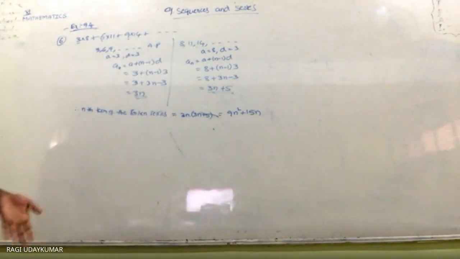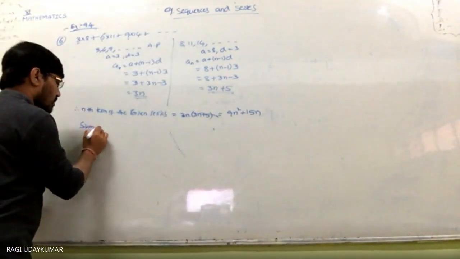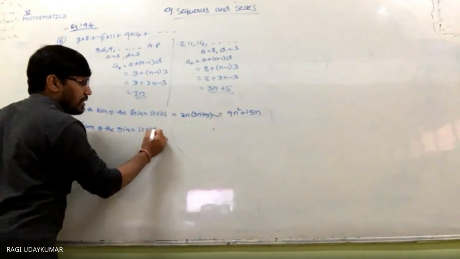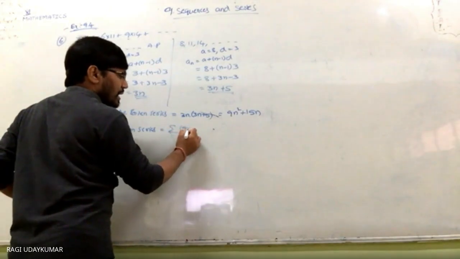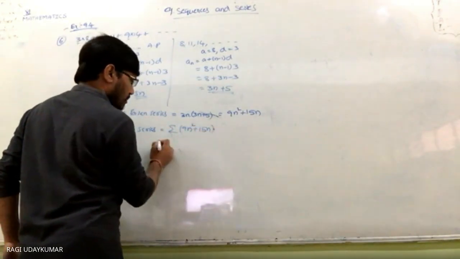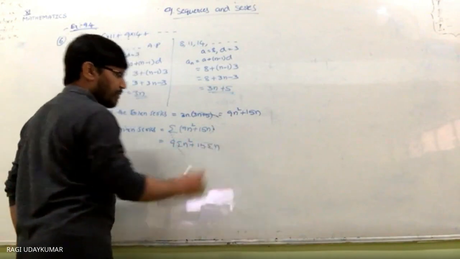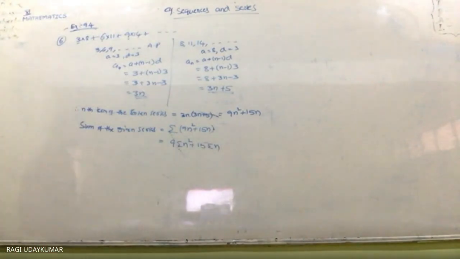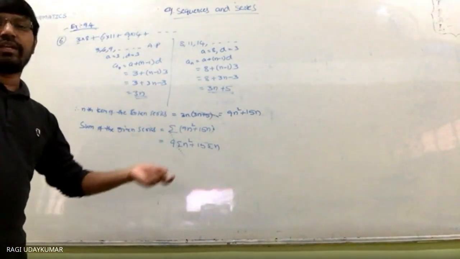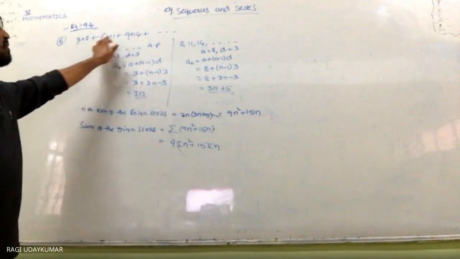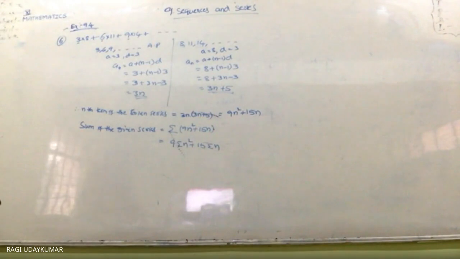So if you want to find the given sum, the sum of the given series is equal to sigma of 9n square plus 15n. So we can find 9 into sigma n square plus 15 into sigma n. Sigma n square value is n into n plus 1 into 2n plus 1 by 6. Sigma n value is n into n plus 1 by 2. See here, in the previous problems, we could identify by looking at them, but here it is not possible to identify by observing.